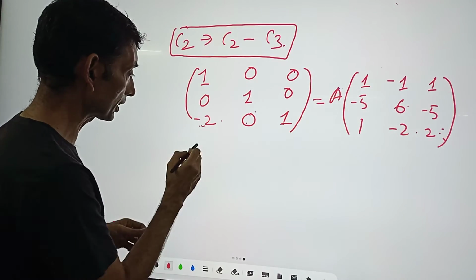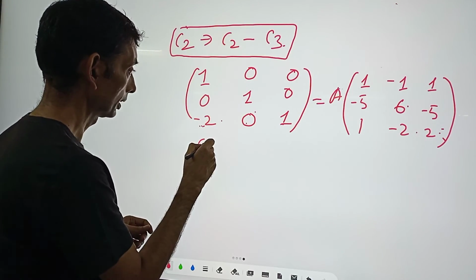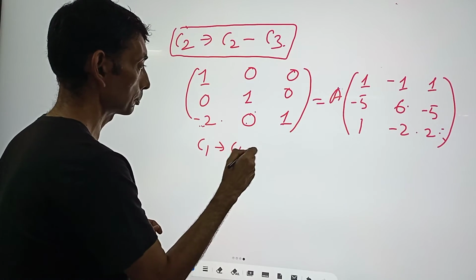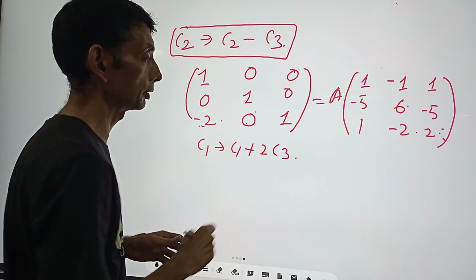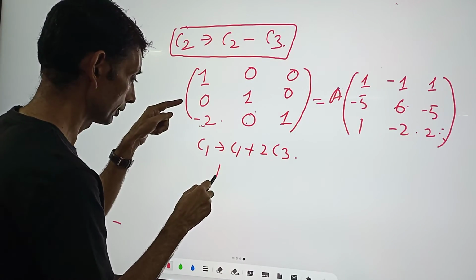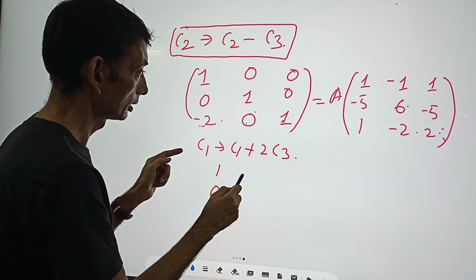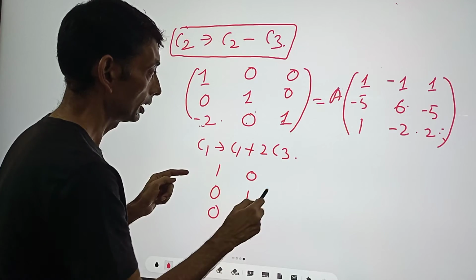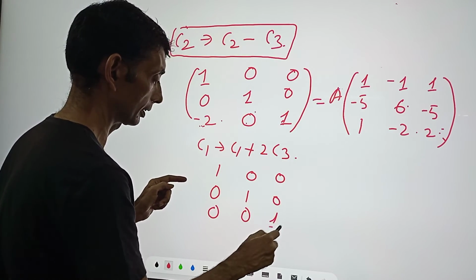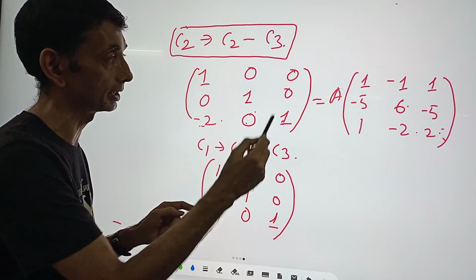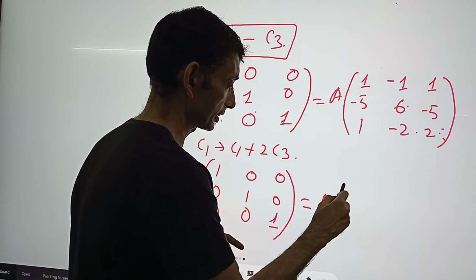So what will be the operation? That is C1 plus 2 C3. We are going to use this. So it's 1, 0, and if you multiply this one by 2 and add, it has to be 0. This is 0, 1, 0. And this is 0, 0, 1. Yes, you got that in the matrix. Let's see what changes take place there.